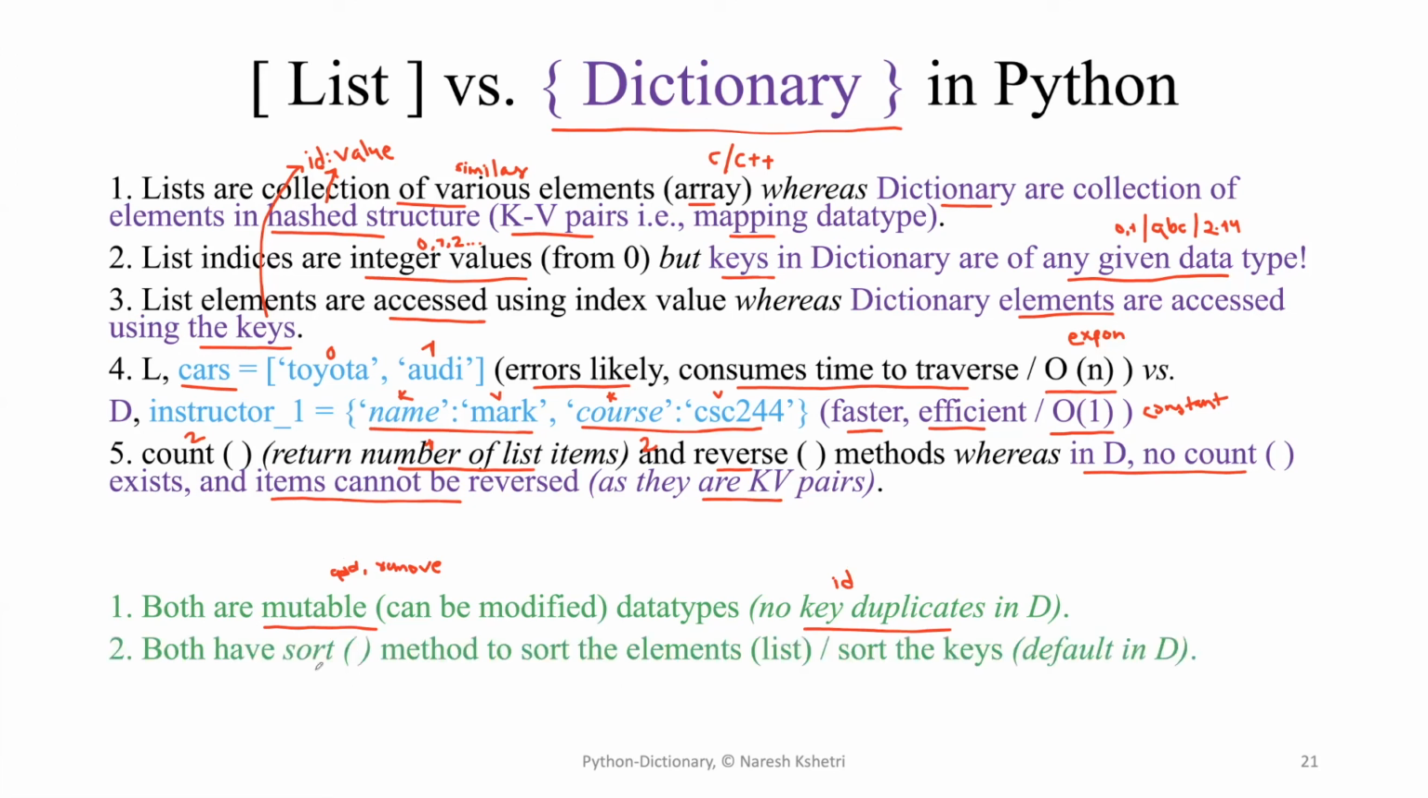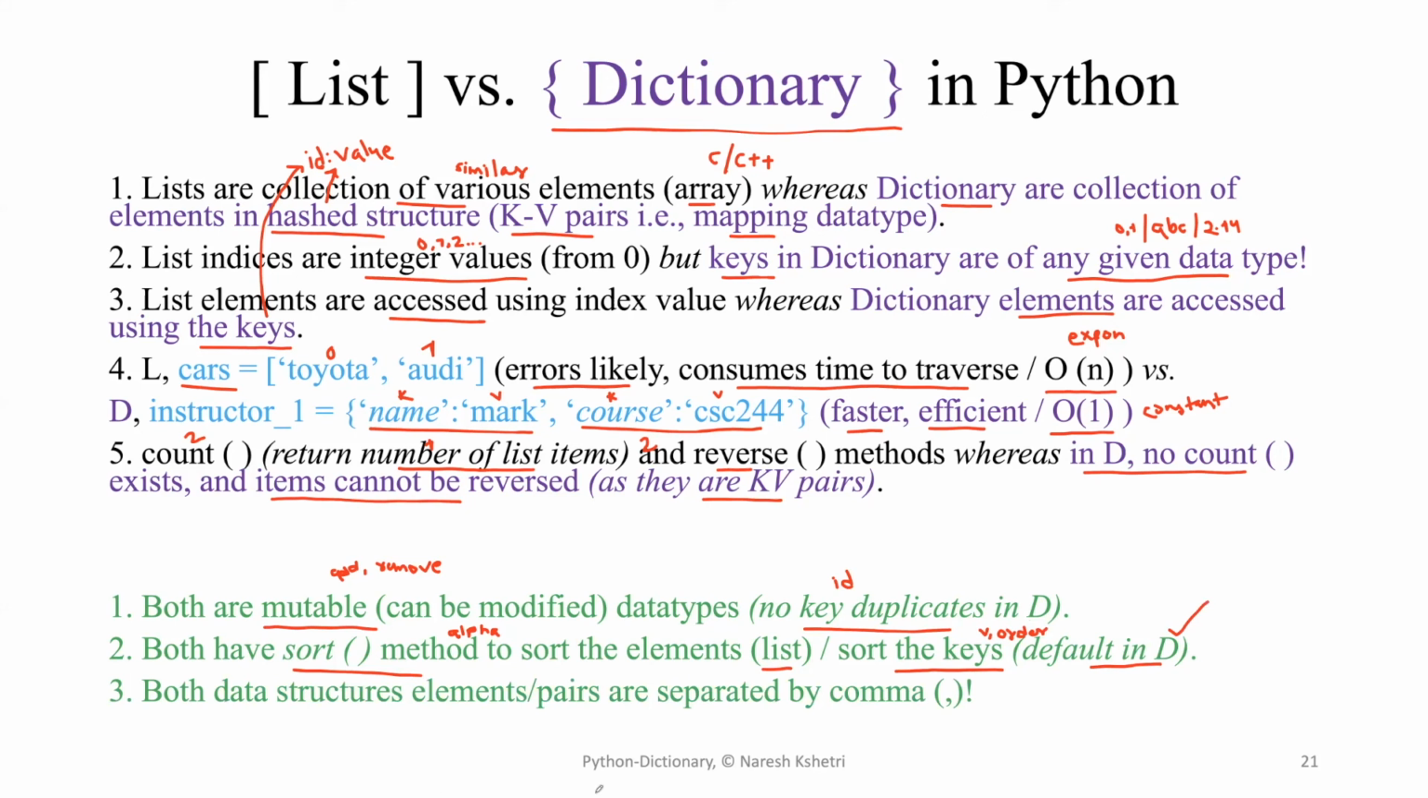And both have a sort method that sorts alphabetically, but in the case of a dictionary, the sort applies to the keys, and we can sort the items in many other ways. We can sort by value, we can sort in a particular order, but the default sorting in the dictionary is via the keys. So we can apply the sort function in both types of data structure, lists and dictionaries.